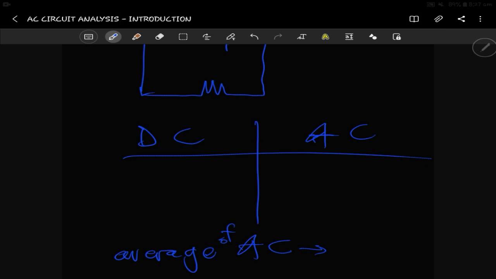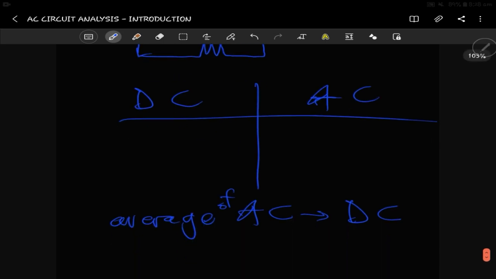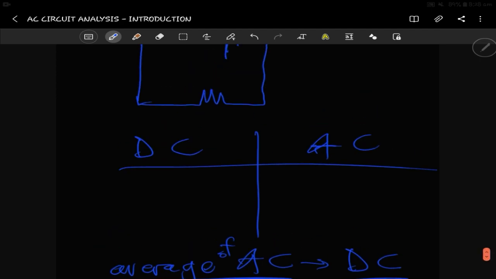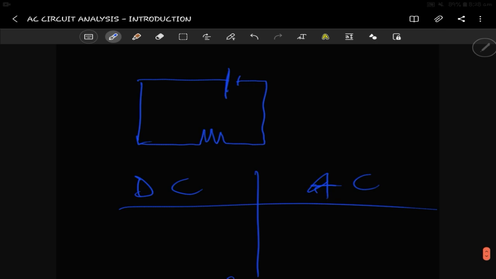You can find the average of the AC to give you a DC equivalent. But for this particular one, the average won't give you the same effect. Let's say you have an AC voltage or current source. If you find the average and it gives you a DC, and you apply the average of the AC, the DC that you found, to the circuit here, the response you get won't be the same.